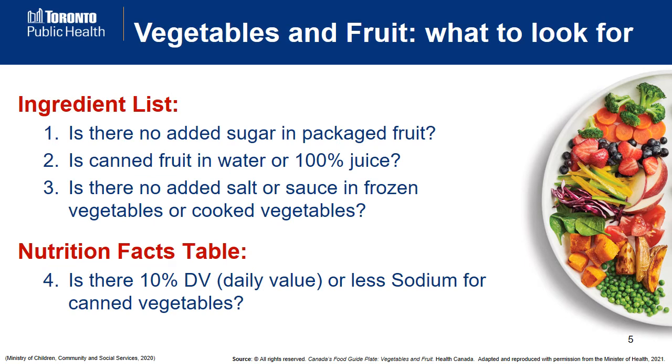Remember, to help identify if a vegetable and fruit meets the Student Nutrition Program nutrition guidelines, pay attention to these questions. Number 1, is there no added sugar in packaged fruit? Number 2, is canned fruit in water or 100% juice? Number 3, is there no added salt or sauce in frozen vegetables or cooked vegetables? And number 4, is there 10% daily value or less of sodium for canned vegetables?